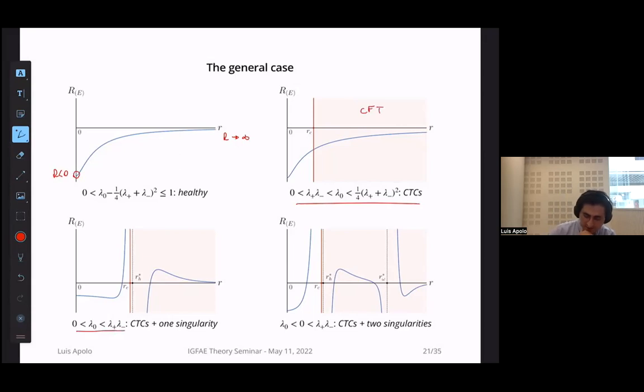For this choice of parameters, we have CTCs and 1 singularity, and the location of the CTCs and the singularity differ by terms that are proportional to alpha u and alpha v. So for the TTbar case where we turn off these parameters, these two coincided. That's the reason why the two coincided. And in the worst case scenario, you can have CTCs and 2 singularities if you make this choice.